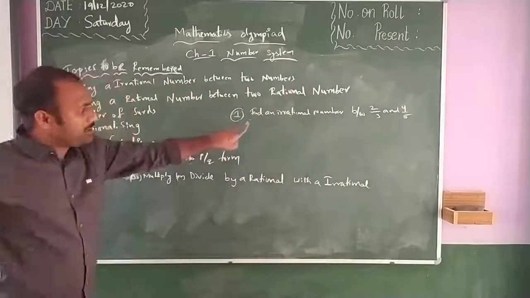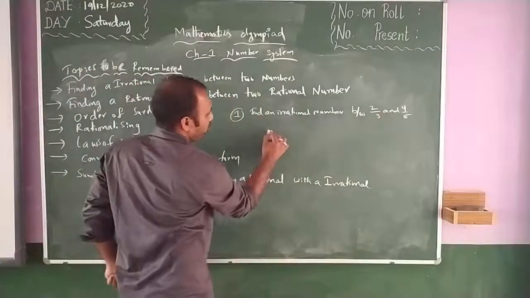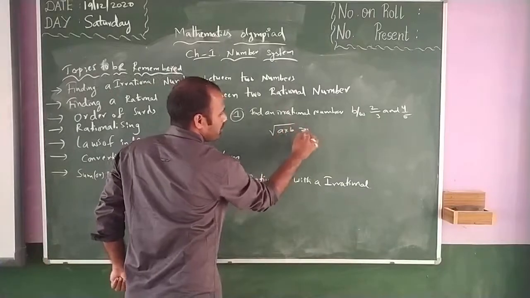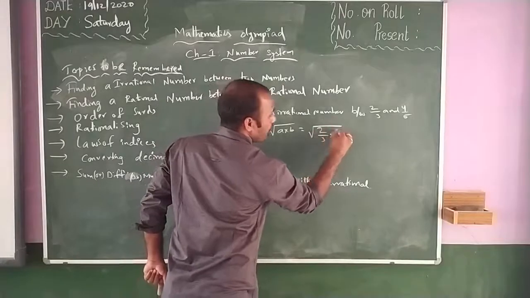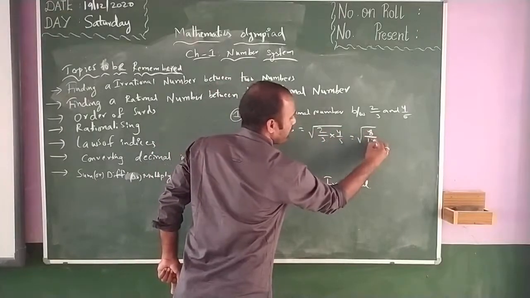So if it is asking us to find an irrational number between two numbers, then we can use the formula root of a into b. Whatever the given two numbers are, that is 2 by 3 into 4 by 5, which is root 8 by 15.